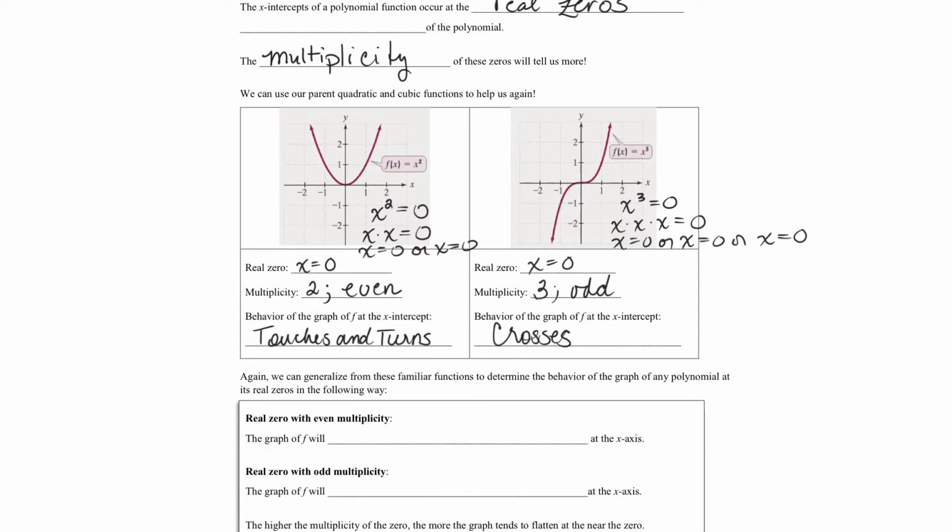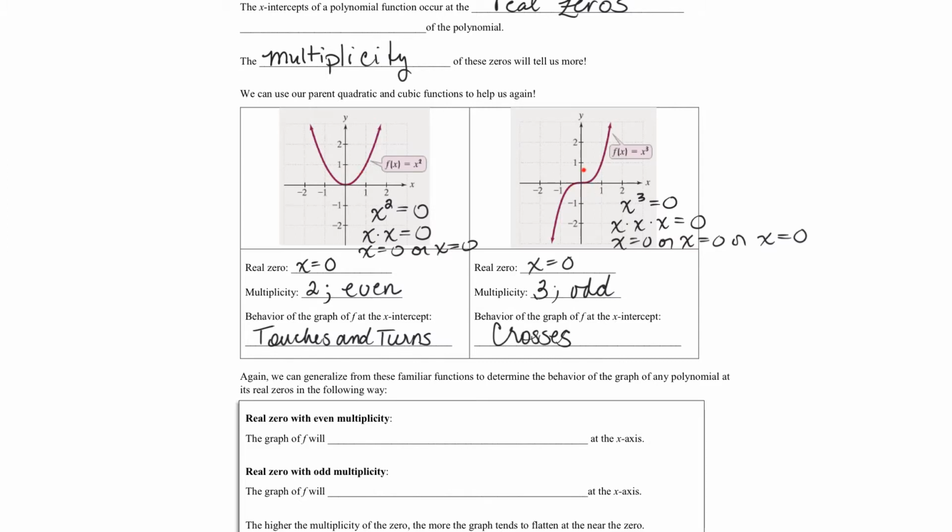If I have an even multiplicity, and this is very simple, very basic, centered at the origin, to the left of this 0, I'm going to be taking negative numbers and squaring them. That's going to be positive. To the right of this 0, I'm going to be taking positive numbers and squaring them. That's also greater than 0. So it's going to touch and turn around.